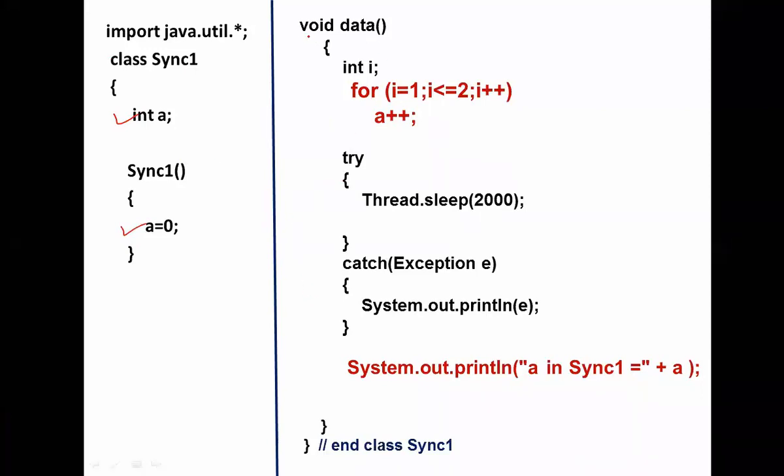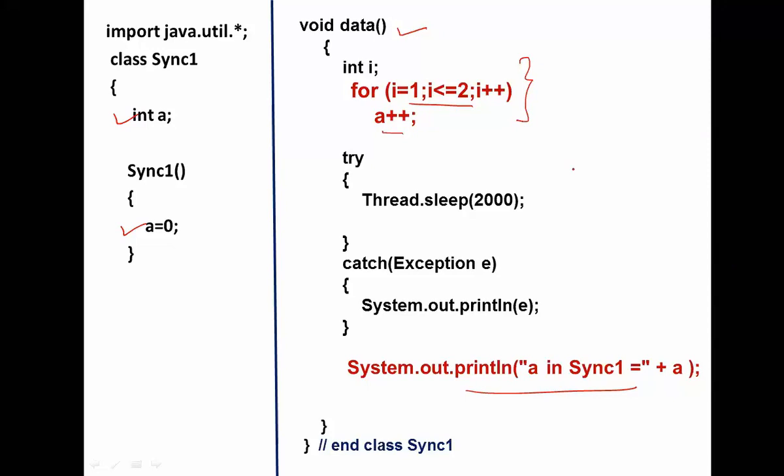Then I've written a method called data inside this class sync1. Over here, I've written a for loop which will repeat twice and which will increment the value of A twice. So whenever I come to this data method, it would increment the value of A twice, and later it will go and display the value of A. If you ask me what this data method is doing: when invoked, it will increment the value of A two times and then display the value of A.